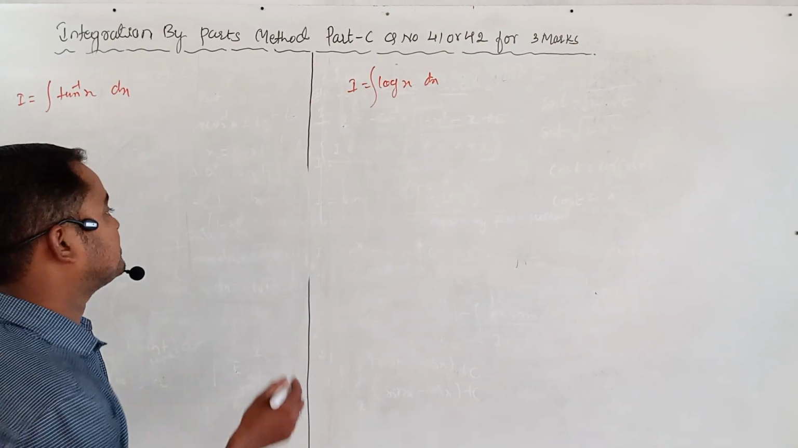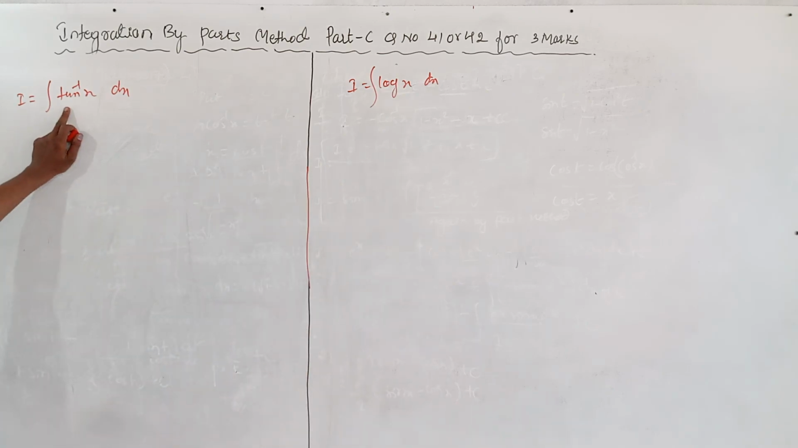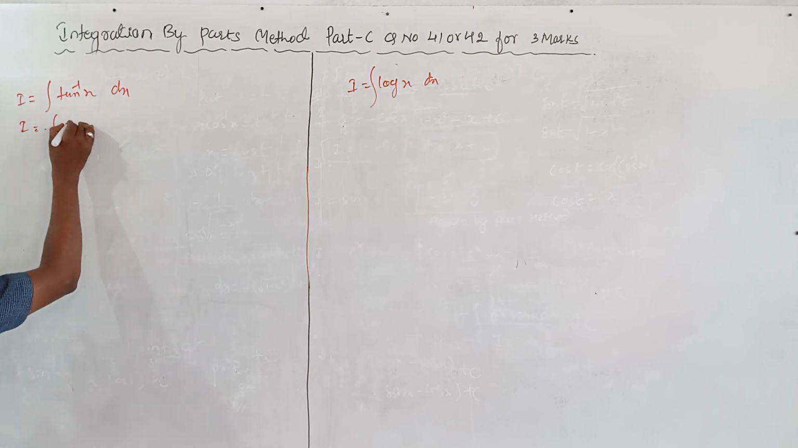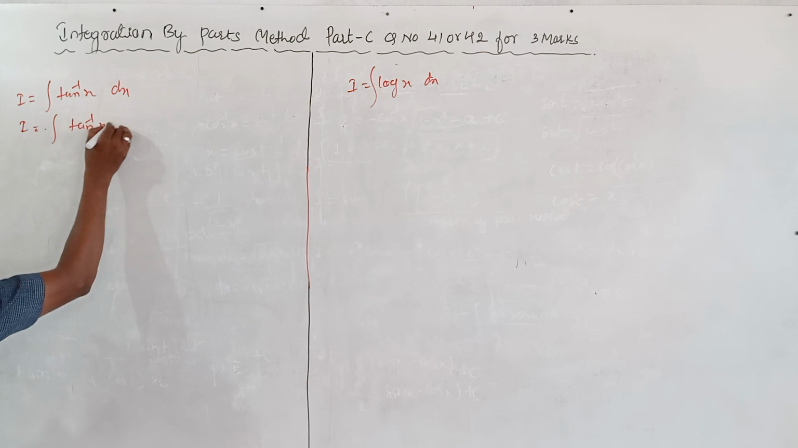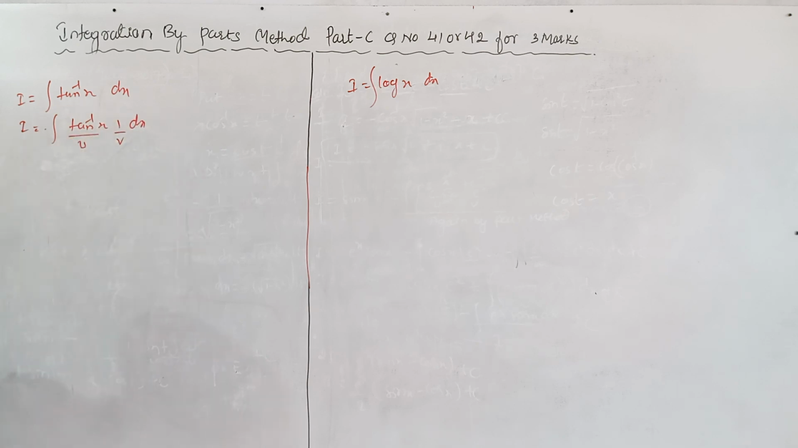Next problem. See the next problem. Evaluate I is equal to integral of tan inverse x dx. Take I is equal to tan inverse x into 1 dx. So this is u and this is v, according to the ILATE rule.